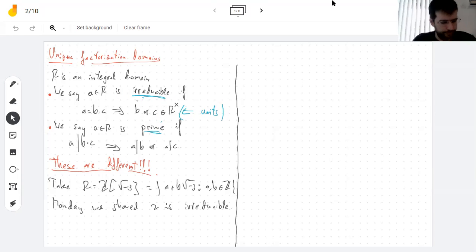Okay. So I was halfway through telling you that irreducible is not the same as prime. And I took this ring as an example, the integers together with the square root of -3, which are a subring of the complex numbers. And we showed that 2 is irreducible. It cannot be factored in this ring, but it is not prime.